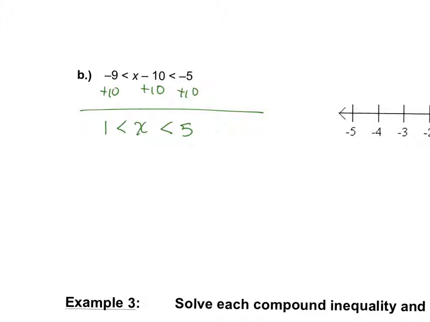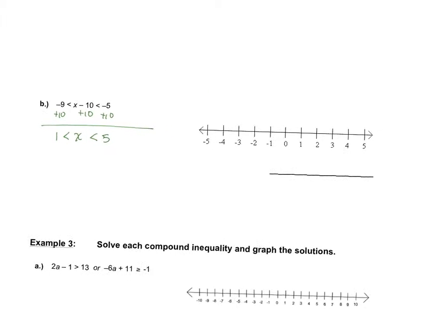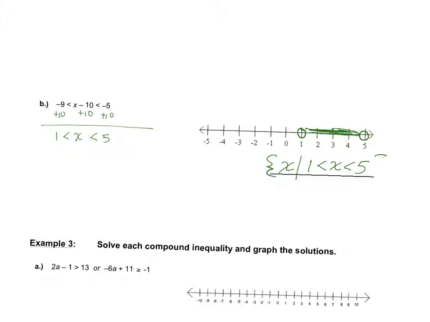This is an and inequality. It's an intersection because there's that variable in between. You go to 1, it's an open circle. You go to 5, it's an open circle. And if it's less than 5 but greater than 1, it's an intersection that looks like that. Set builder notation, values of x such that, and then you write down the actual inequality.